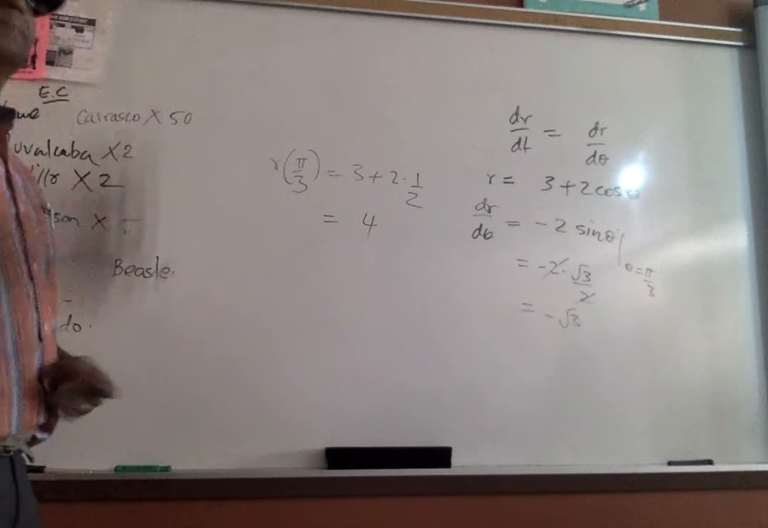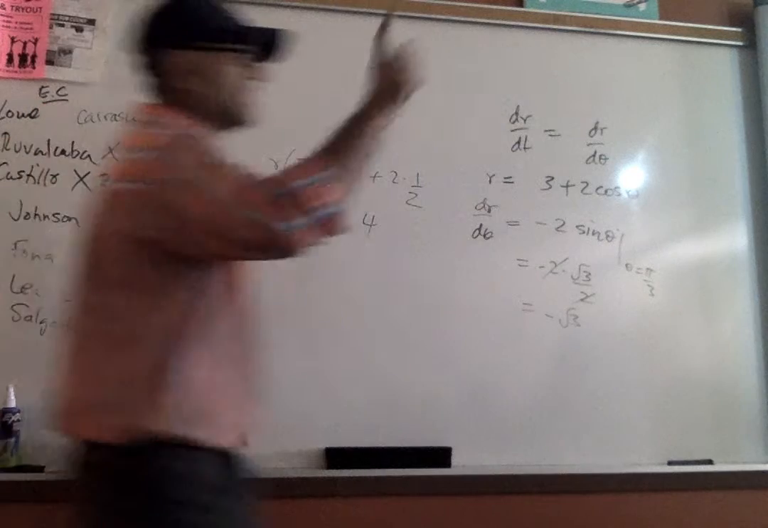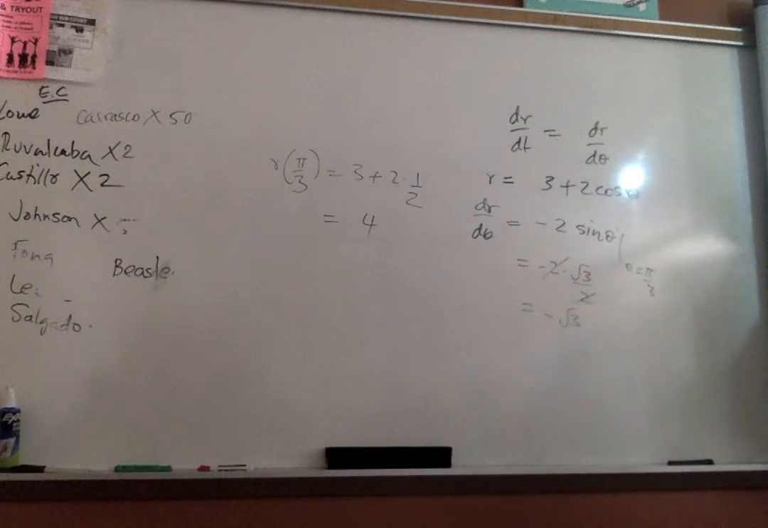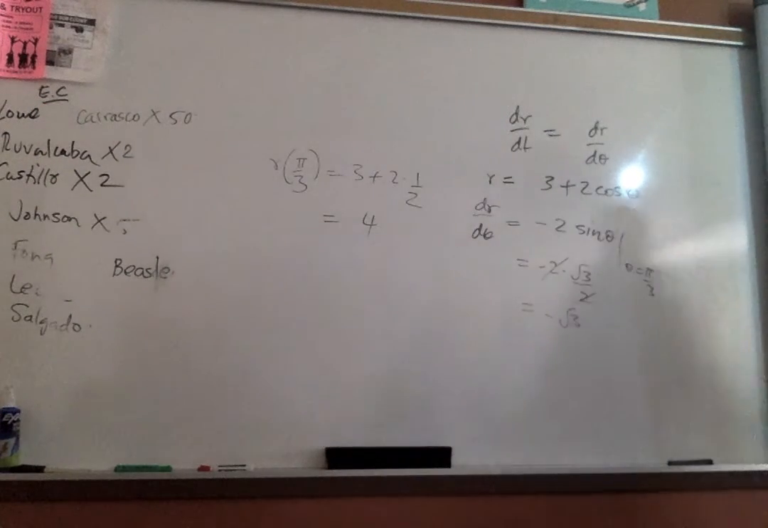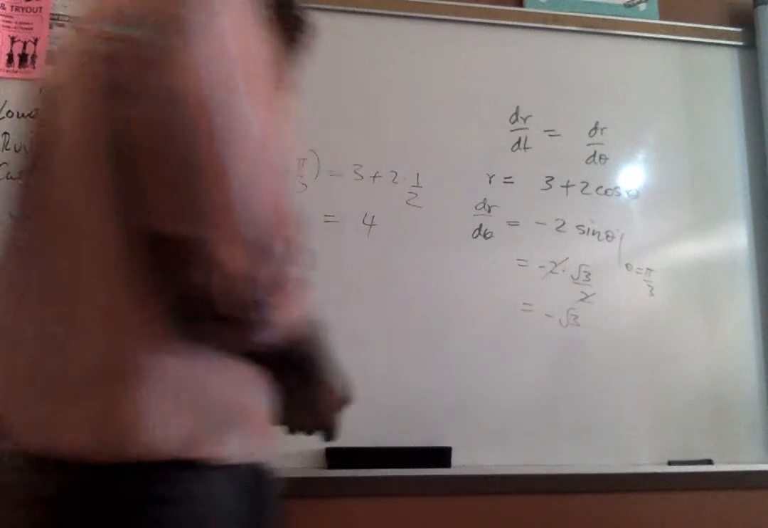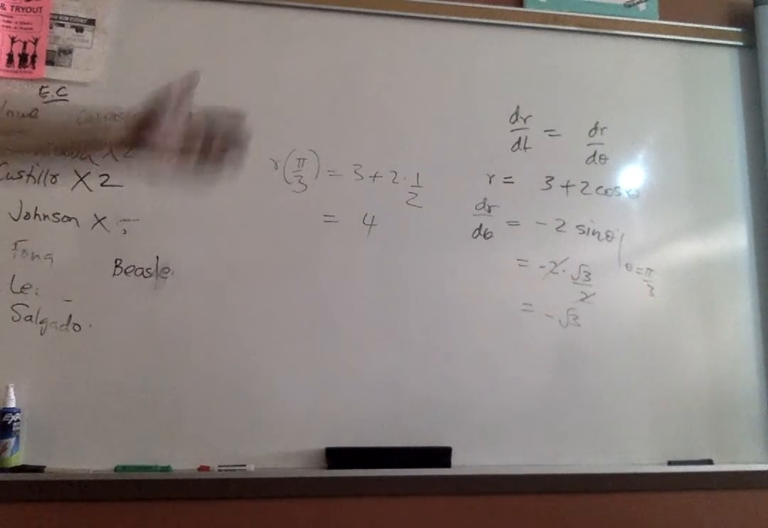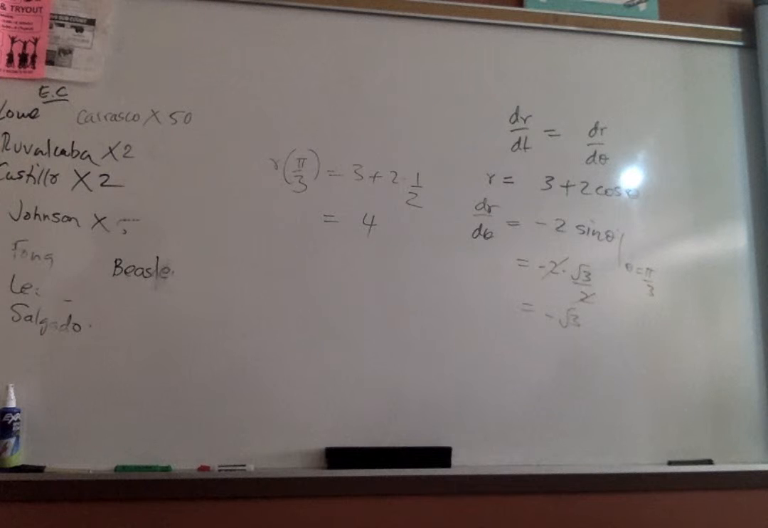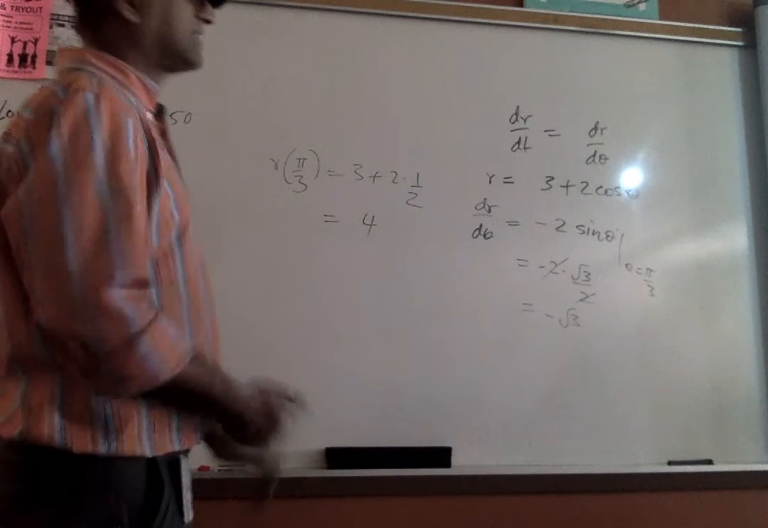Alright, I'm going to call out an interpretation, see if you're okay. Read the question. It says, interpret your result in terms of motion of the particle. So, dr over d theta equals negative radical 3 indicates that at theta equals pi over 3. Don't forget, you have to start by mentioning it's at that angle.